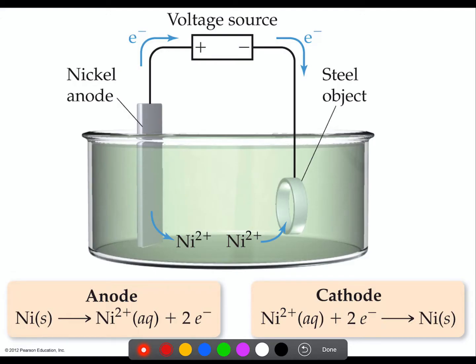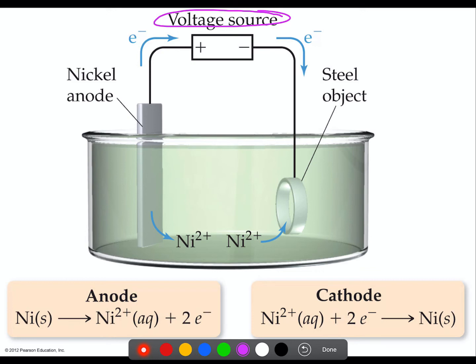If we look here, now we have a different kind of electrolytic cell. Up here we have a voltage source, which gives us a big clue that this is an electrolytic cell. And we have the same basic principle: if this is the positive end of our power source, that means this must be our anode, and this must be our cathode. This is purposely designed so that we will plate my object with nickel, okay?